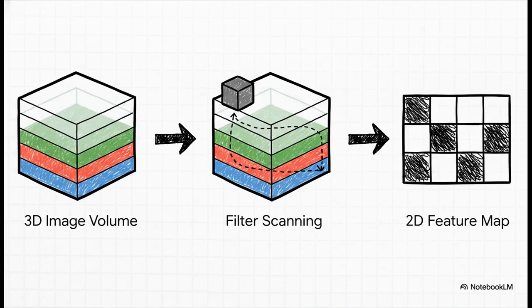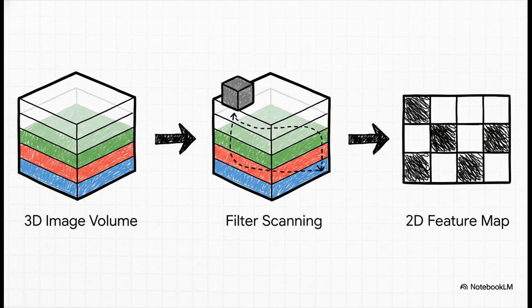What's so cool is what comes out at the end of all this. We start with a 3D image, we scan it with our 3D filter, and after all that multiplying and adding, we get a flat 2D grid, a single sheet of numbers. We call this a feature map, and for a good reason.